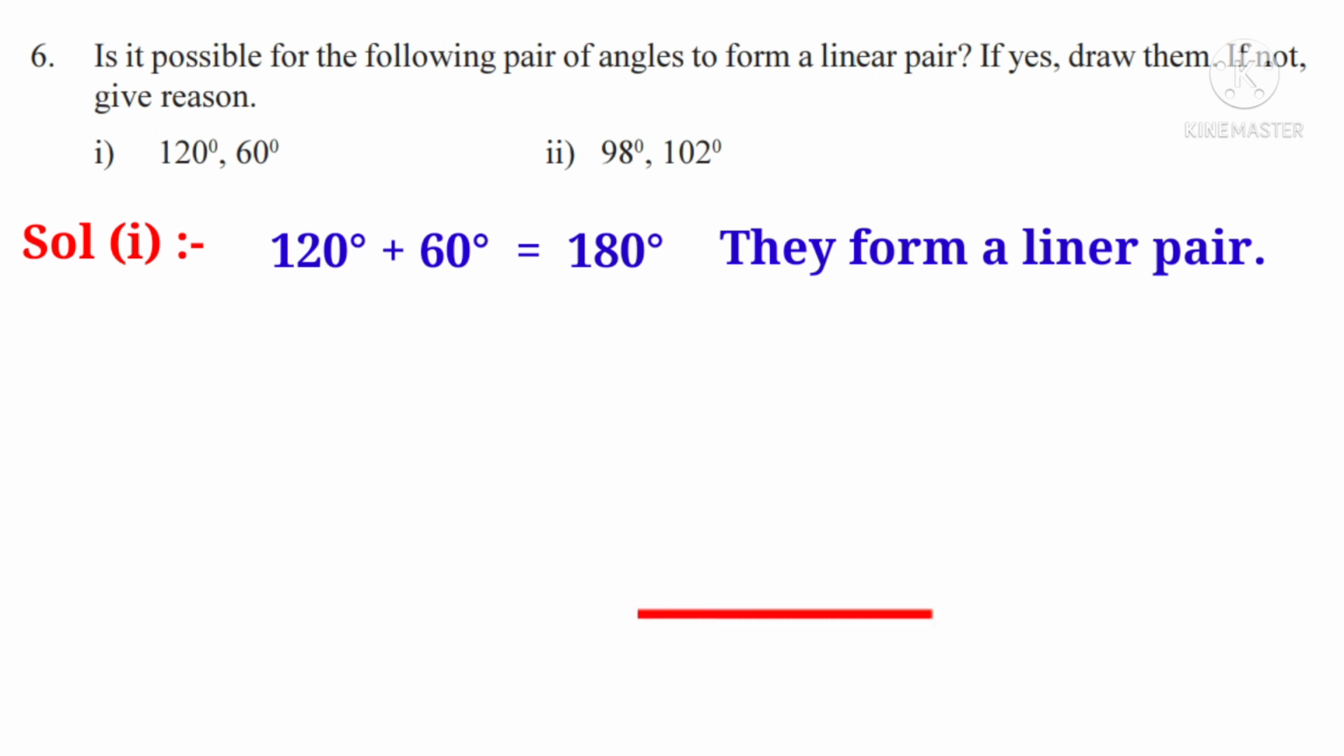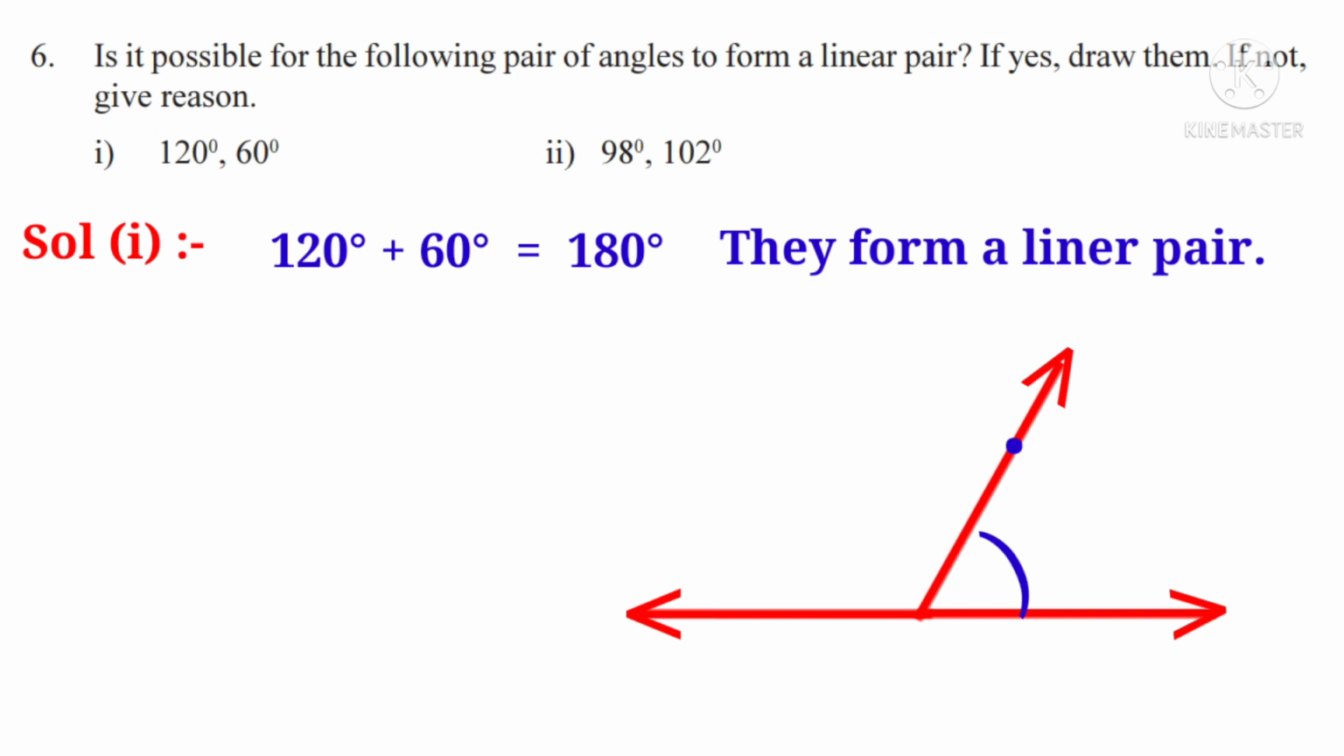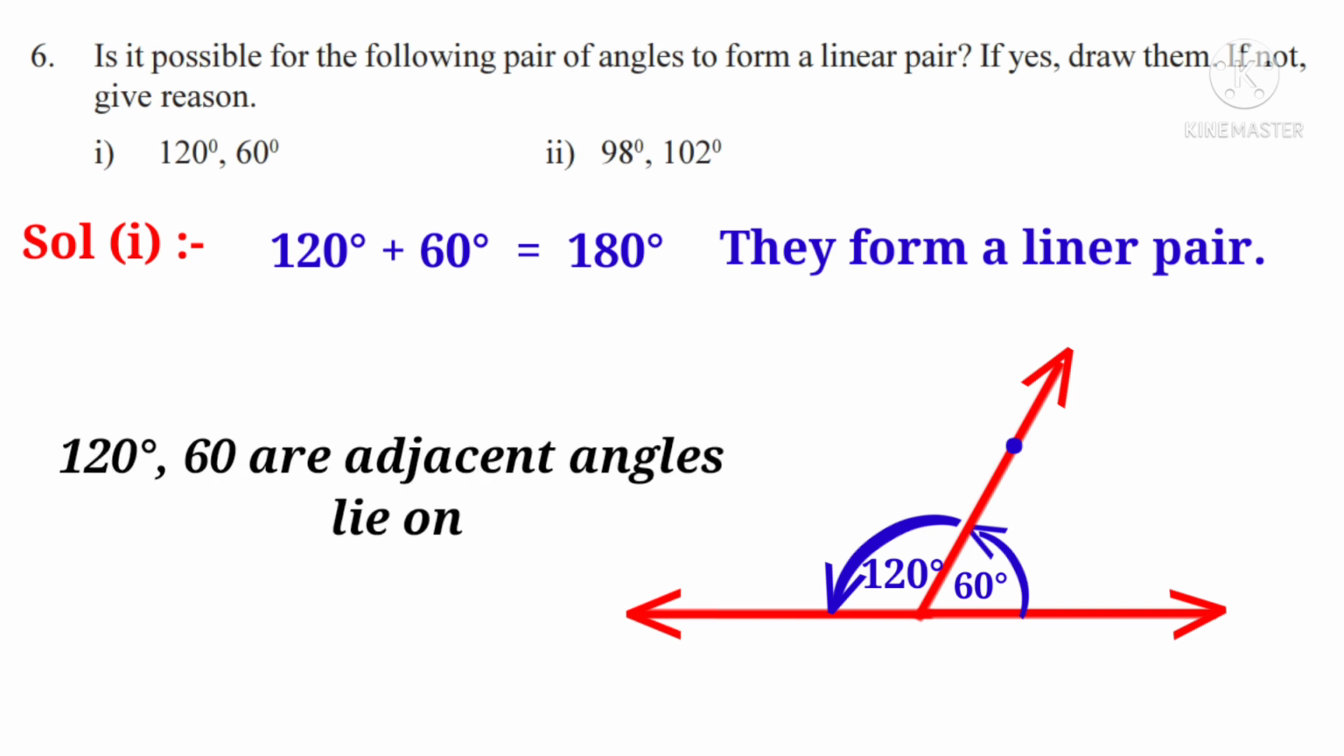So let us draw them. Draw two rays opposite to each other and place a protractor. Take a point at 60 degrees. Draw another arrow. Now on the right hand side the angle is 60 degrees. On the left hand side the angle is 120 degrees. So 120 plus 60 degrees is equal to 180 degrees, which are adjacent angles and they lie on the same line, so they form a linear pair.